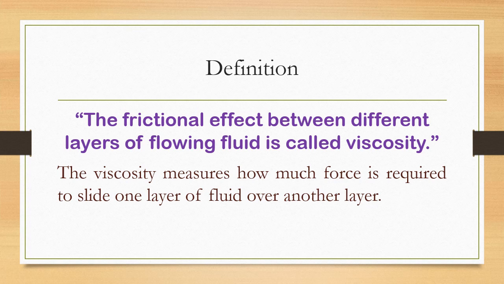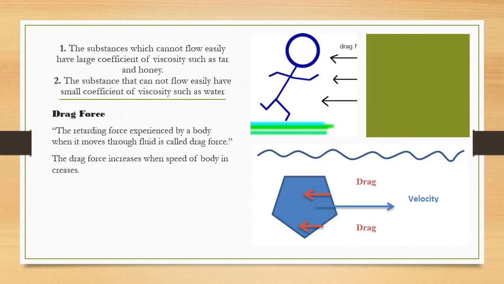The viscosity measures how much force is required to slide one layer of fluid over another layer. If the layers slide easily over each other, it means they have less frictional effect, or you can say less viscosity. And if the layers of the fluid are not moving easily over each other, then they have a large frictional effect and so a large viscosity.